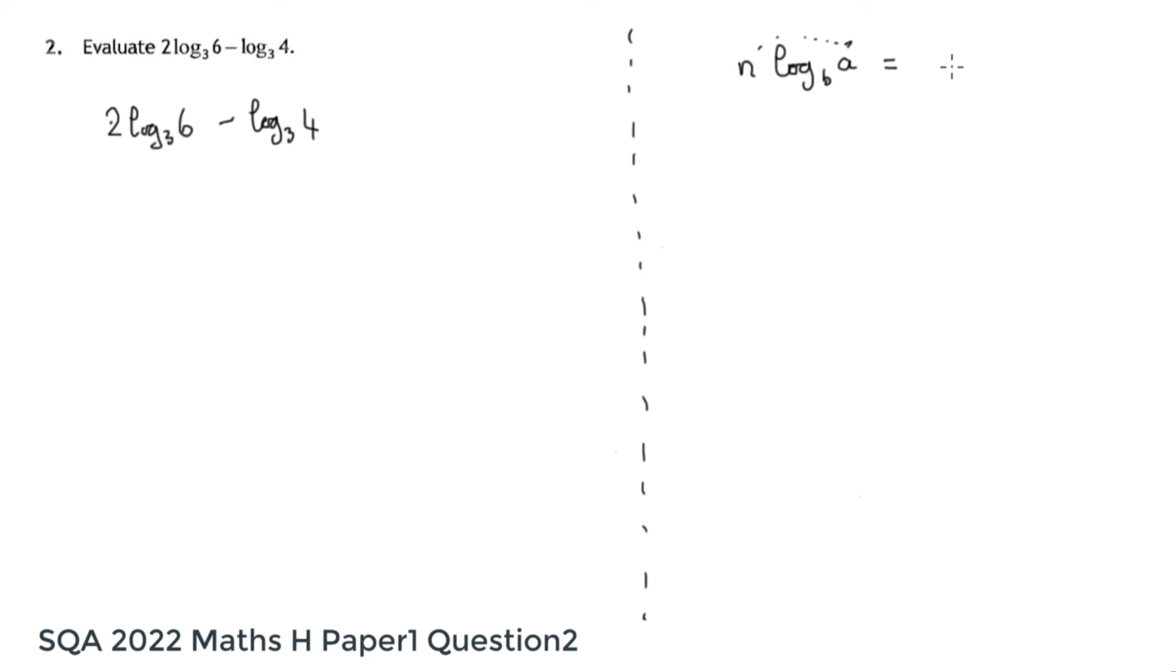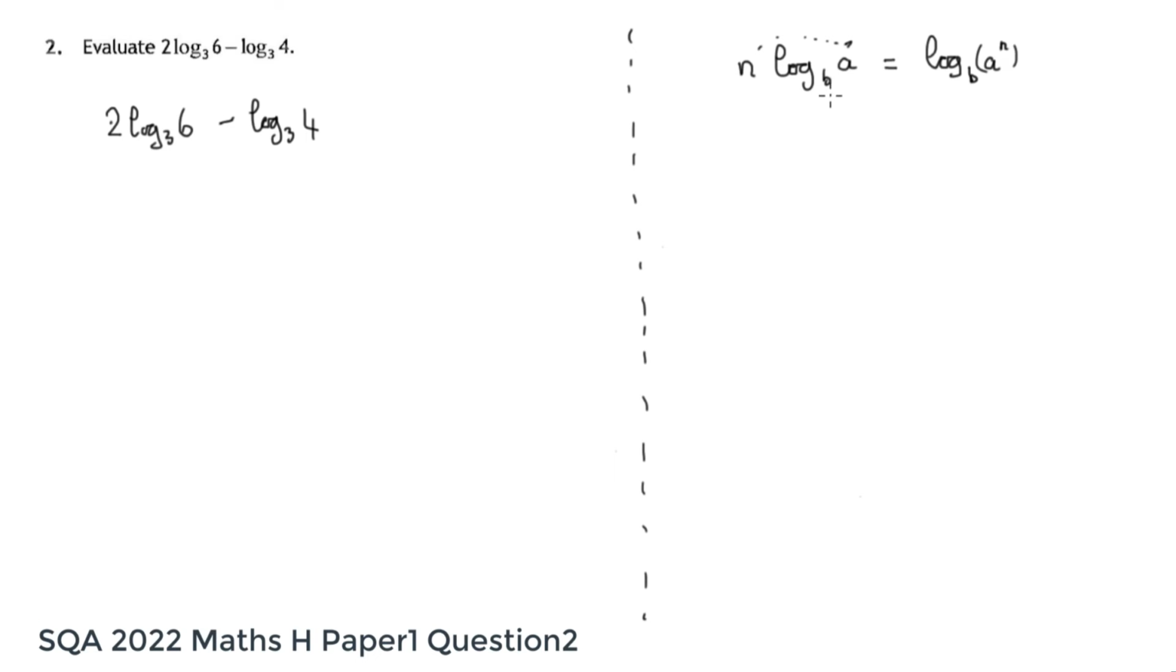So here's question 2. We have to evaluate this log expression. Now, the laws of logs, one of the laws of logs deals with numbers at the front of log expressions. And it's the one that says that n times log to the base b of a, then this n can drift up and become a power. There we go.